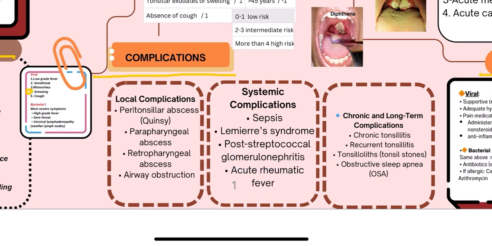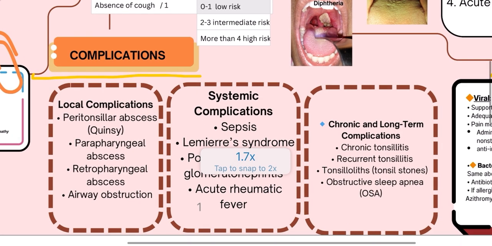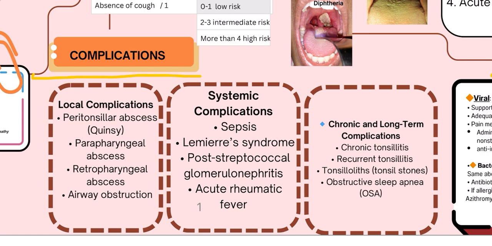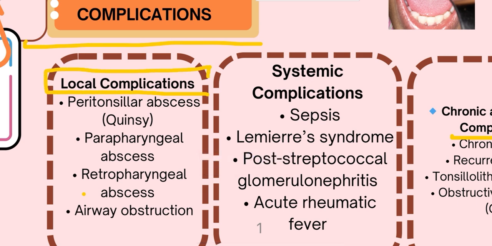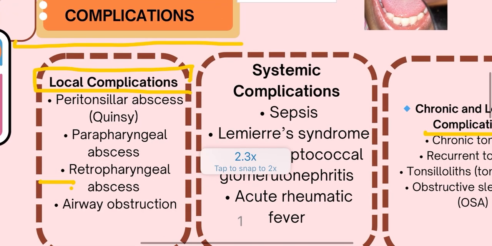Lastly, the complications. We are going to divide them into local complications, systemic complications, and chronic and long-term complications. Regarding local complications, we have peritonsillar abscess, quinsy, or parapharyngeal abscess, resulting from spreading of the infection from the tonsillar tissue to the nearby neck spaces, or retropharyngeal abscess, and airway obstruction, which is the most severe complication.